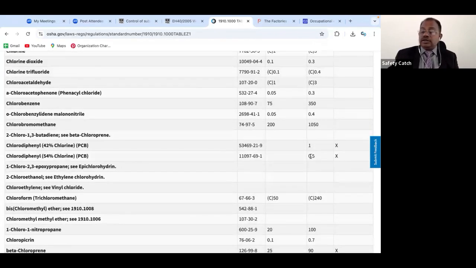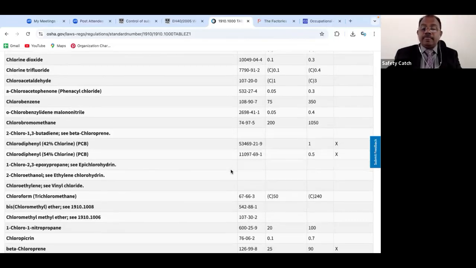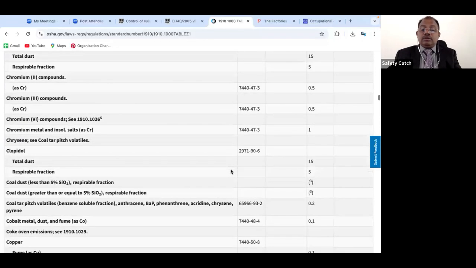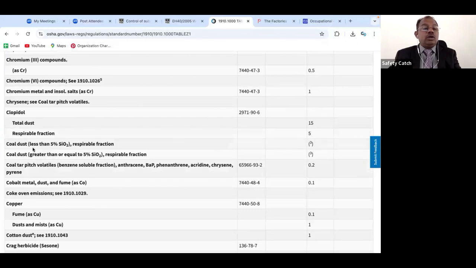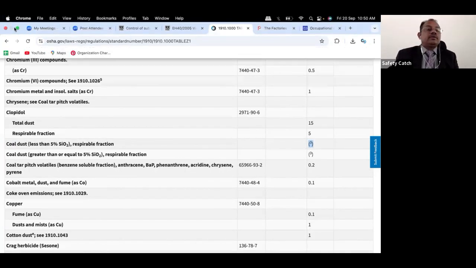So if you look here, maybe hydrogen sulfide may not be here. It will be in the Z2 table. Now Z3, you can see here, coal dust, respirable dust. Go to Z3. This is separately mentioned in the Z3 table. So there are Z1, Z2, Z3 tables. You Google, you will get it. This is how to interpret the tables.